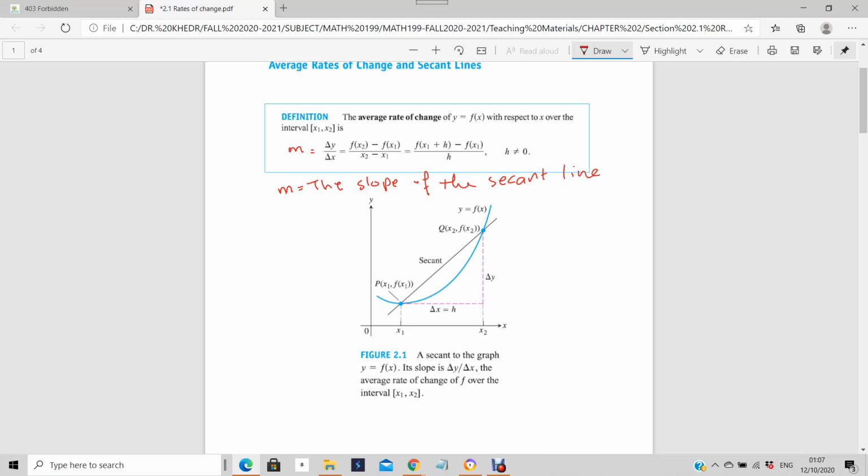Okay, the slope of the secant line that passes through the 2 points P and Q. So this definition has two names. Either we call it the average rate of change of the function from x1 to x2, or the slope of the secant line that passes through the 2 points P and Q.